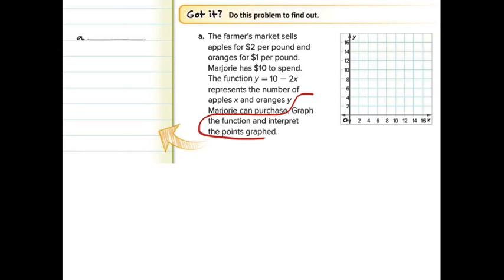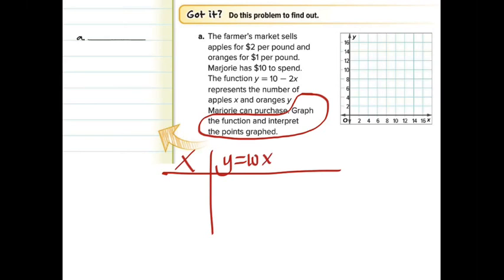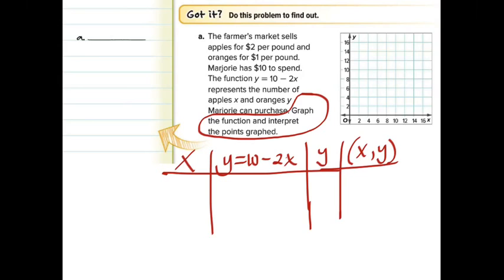Okay. So, graph the function and interpret the points. Okay, so the first thing we're going to do is create a table, choosing some x values, take our formula, 10 minus 2x, get our y, and end up with ordered pairs that we're going to graph. Okay, so let's think of some numbers that are reasonable for our x values.